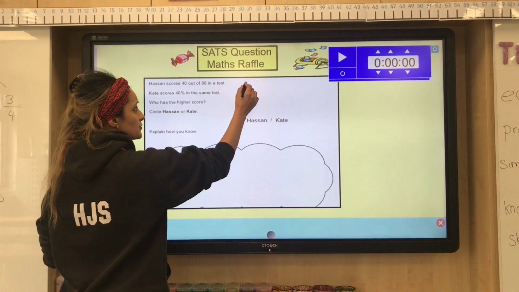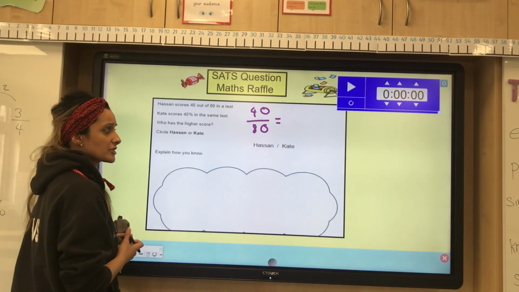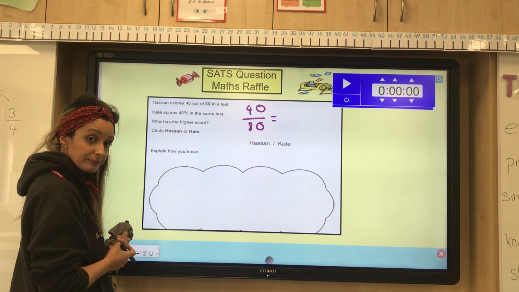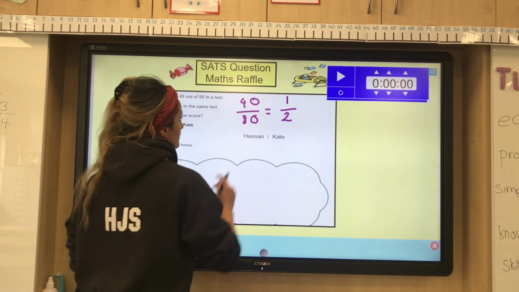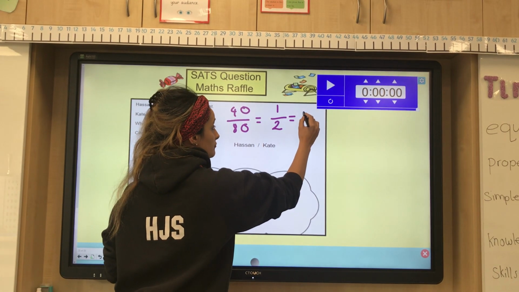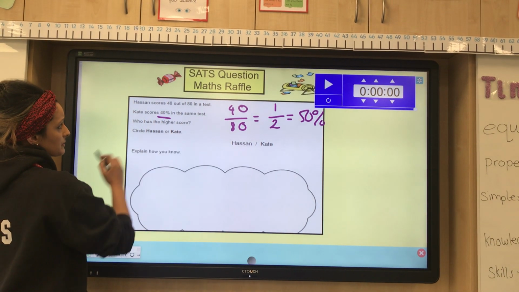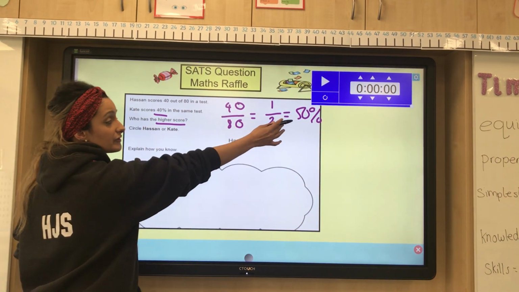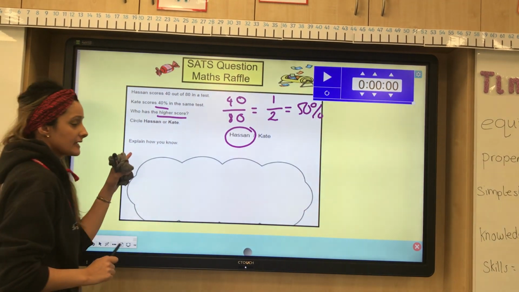So if Hassan scores 40 out of 80 in a test, if I reduce that fraction to its simplest form, I can actually already see that 40 and 80 are both multiples of 40. 40 goes into 40 once, 40 goes into 80 twice. So 40 out of 80 is equivalent to a half, which is equivalent to 50%. Kate scores 40% in the same test. Well, who scored the highest score? Well, Hassan scored 50% and Kate scored 40%. So it's Hassan. Explain how you know.